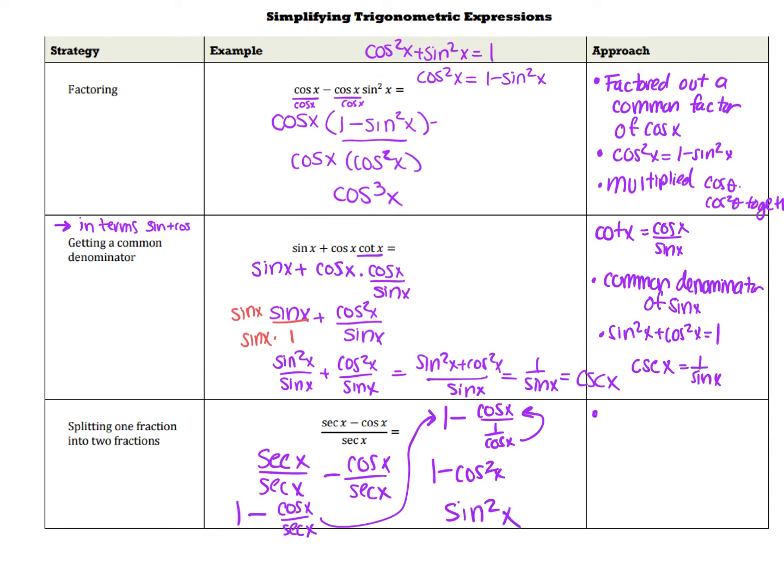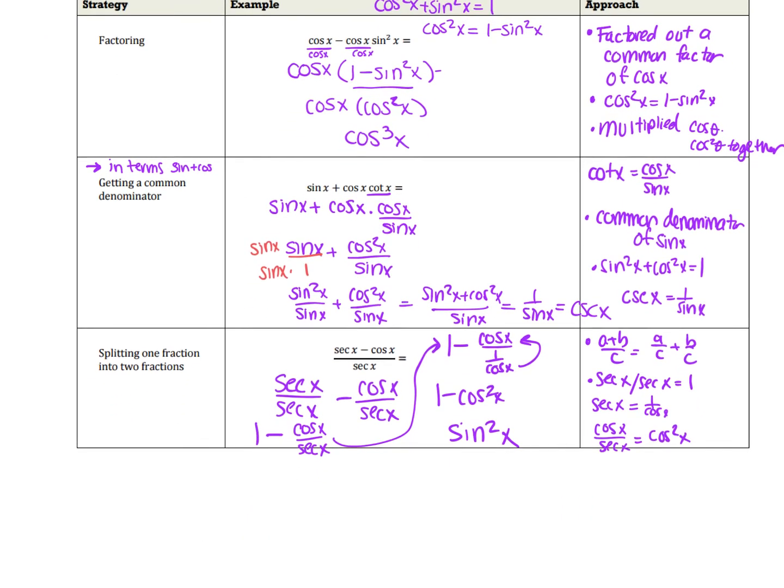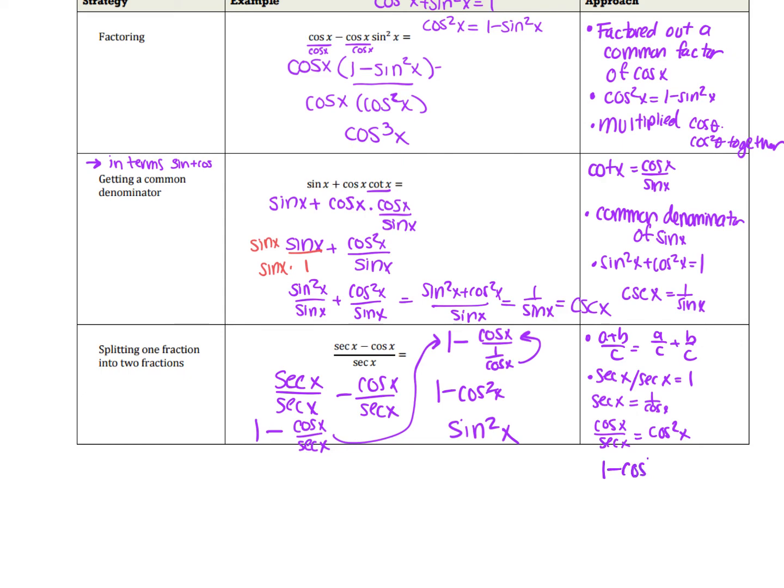So first we use the property that if I have a plus b over c, I can rewrite it as a over c plus b over c. And then I know that secant divided by secant is 1. I also know that secant is 1 over cosine. And so that means cosine over secant is actually equal to cosine squared. And then the last thing was I know 1 minus cosine squared is sine squared.